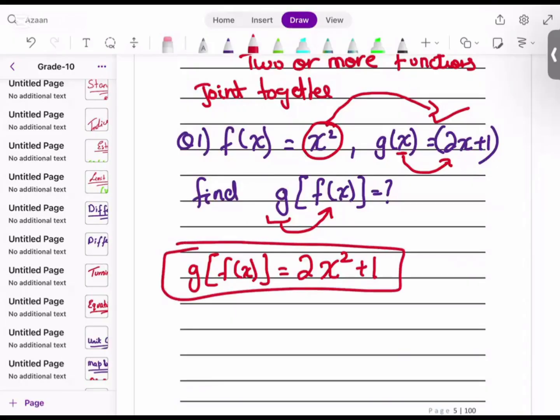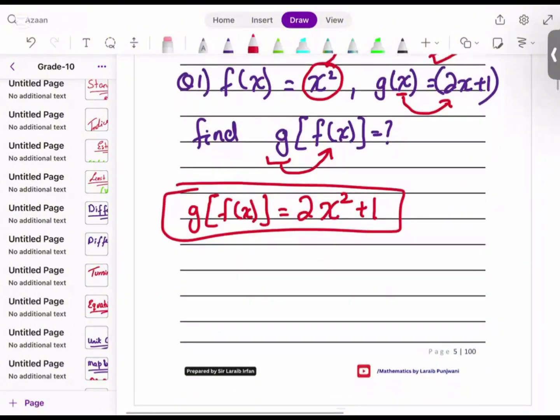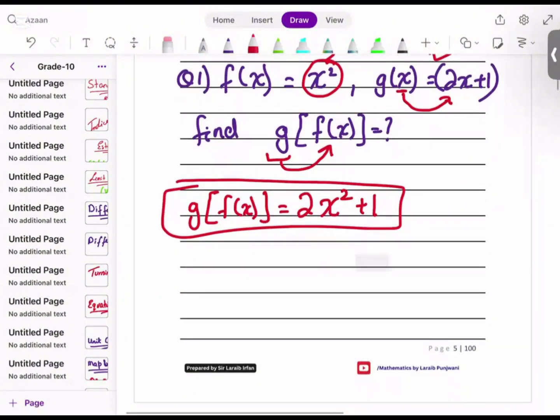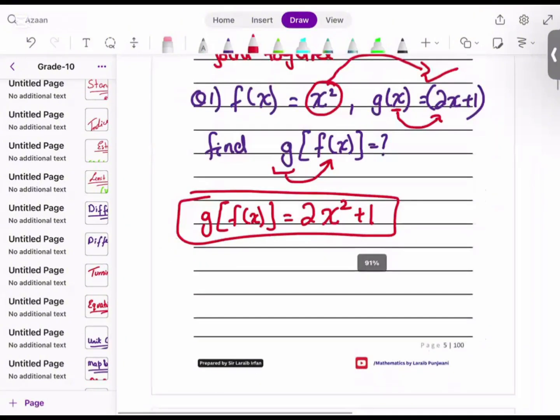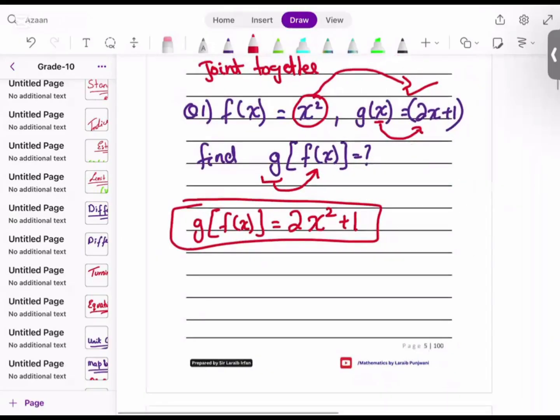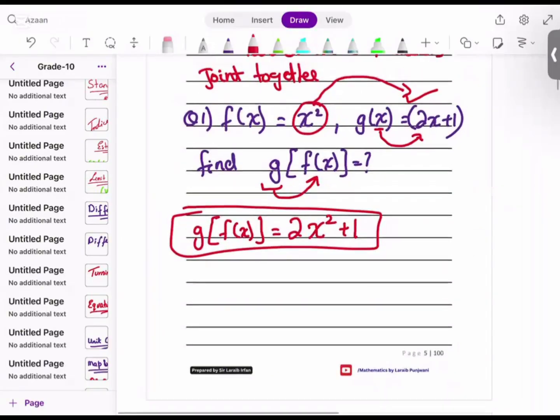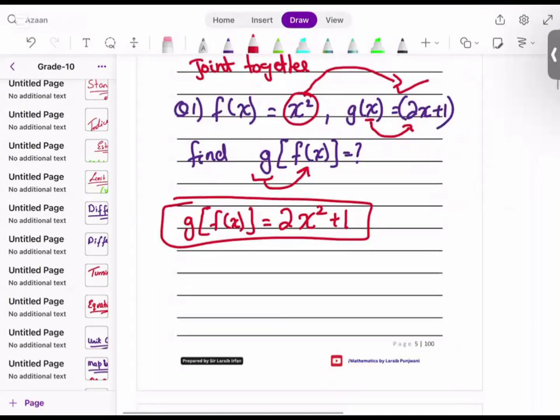Understand? Not really. The question says that in function g, you have to put the value of f(x). The value of f(x) is x squared. Okay. Now, one more example.